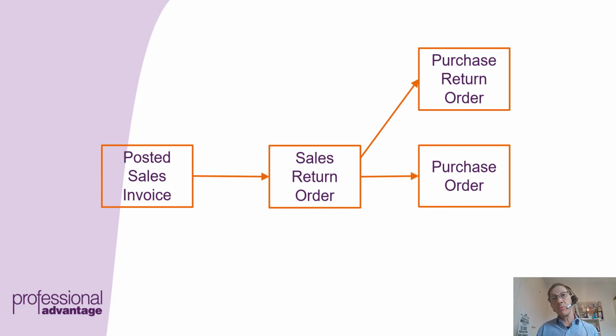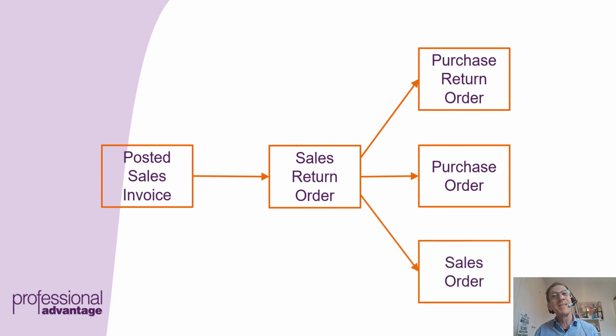And of course the customer still wants their goods, so we'll raise a sales order so that we can send our goods through our warehouse and back out to the customer. All of these are optional and all of these are automatic. Let's show you how.